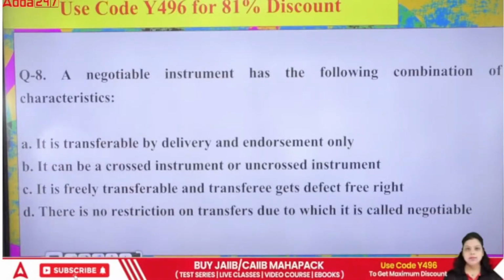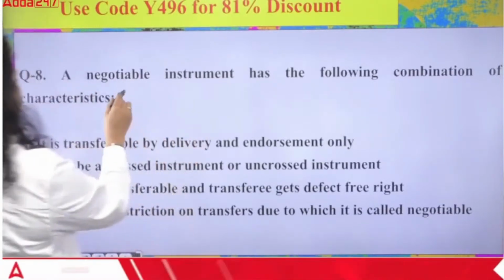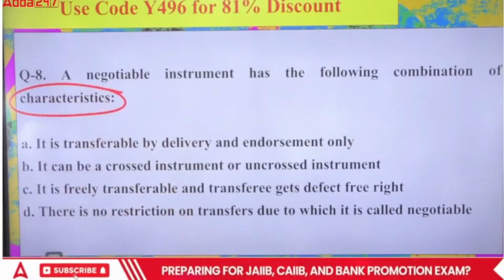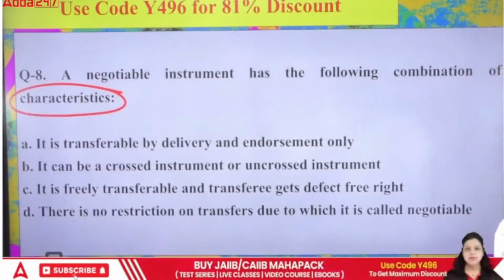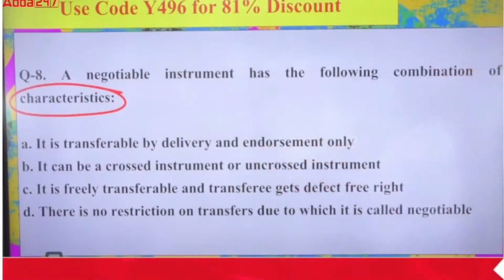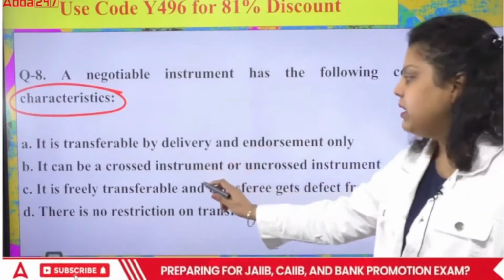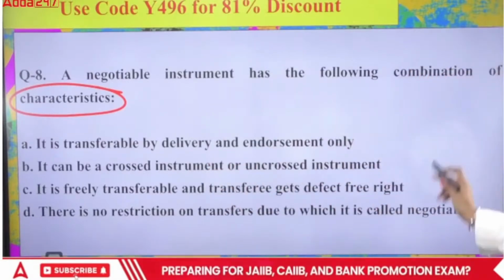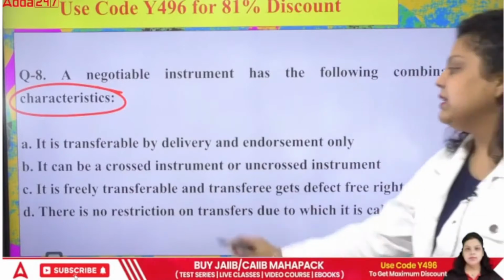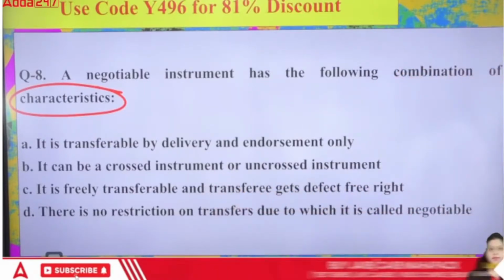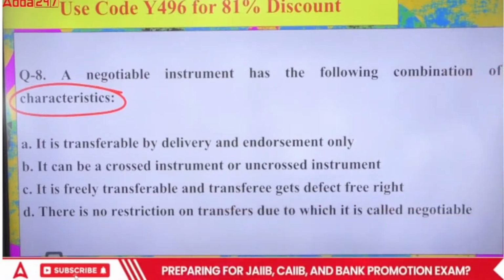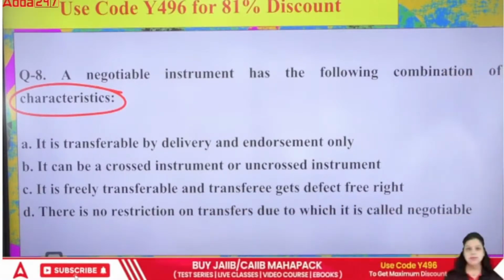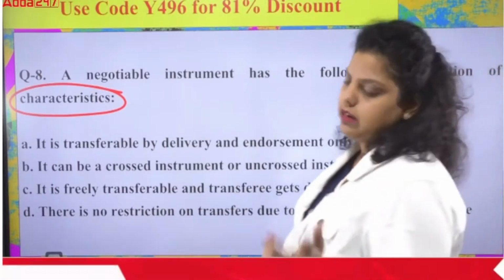A negotiable instrument has the following combination of characteristics. First, it is transferable by delivery and endorsement only. Second, it can be a crossed instrument or uncrossed instrument. Third, it is freely transferable and the transferee gets a defect-free right. Fourth, there is no restriction on transfer, due to which it is called negotiable. So which of the following is correct?